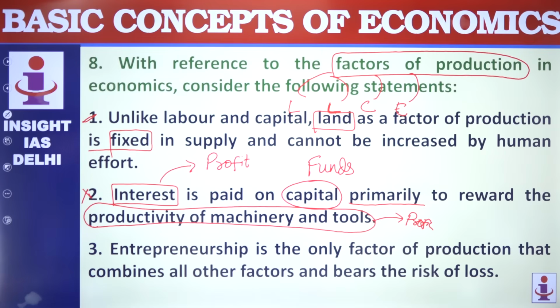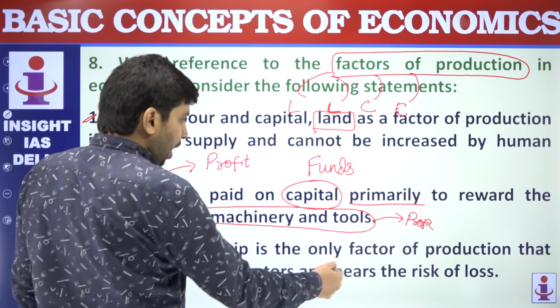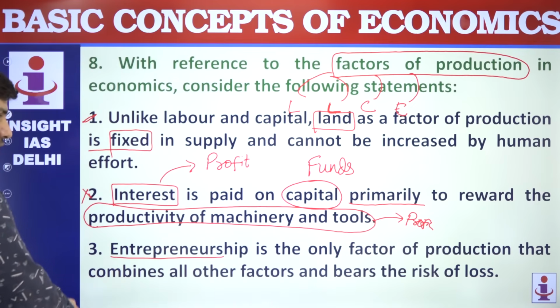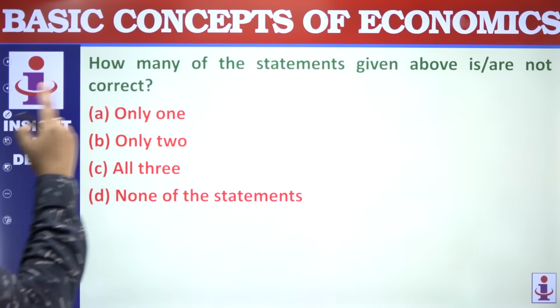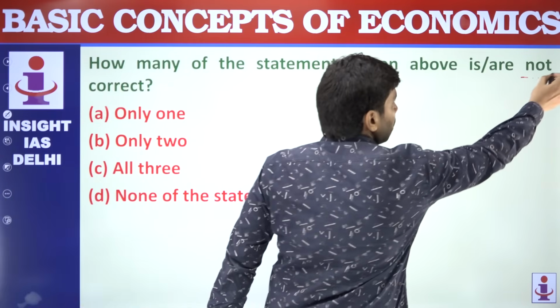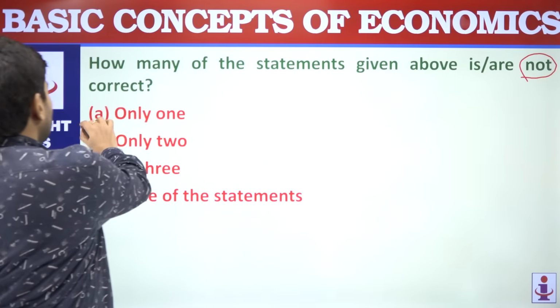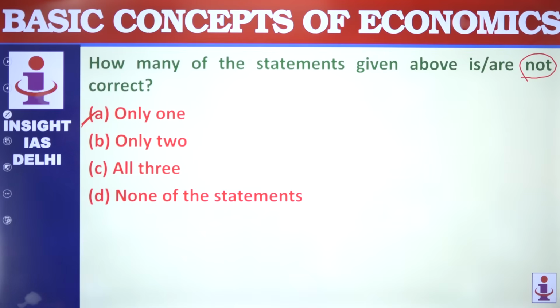Entrepreneurship is the only factor of production that combines all other factors and bears the risk of loss. Yes, entrepreneurship combines all the other factors and bears the risk of loss. This is correct. The question is asking about the statements that are not correct. So only one statement was not correct. Option A is your correct answer.